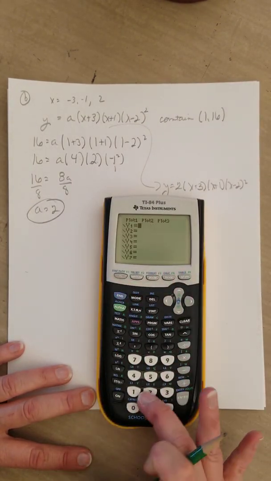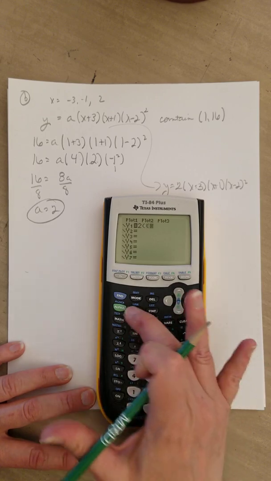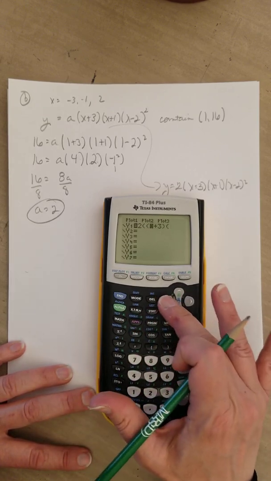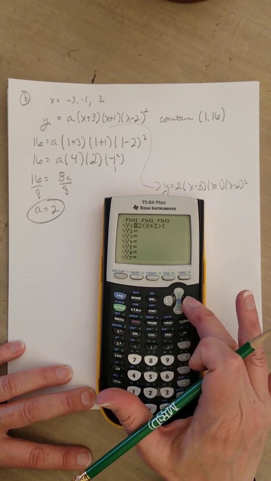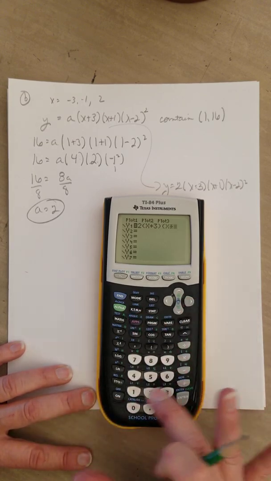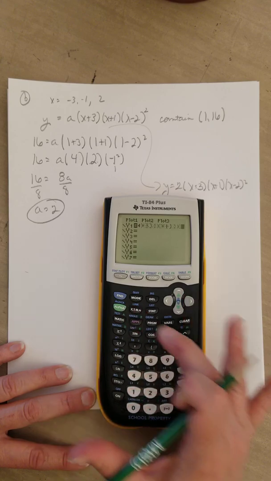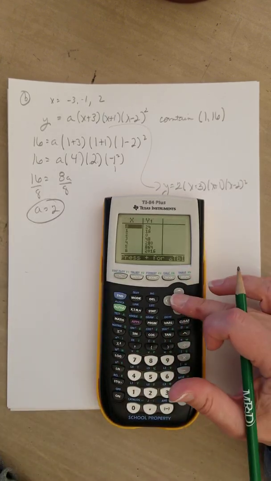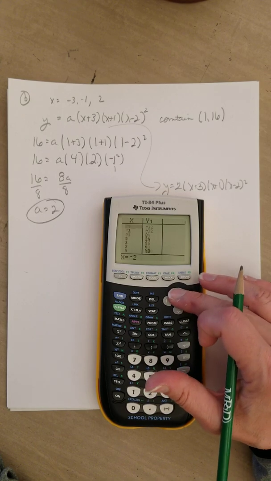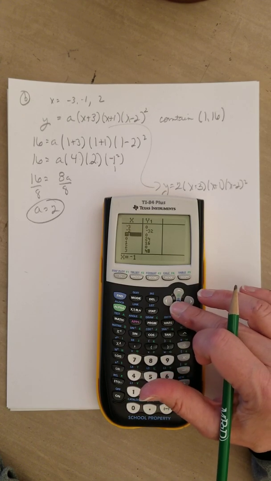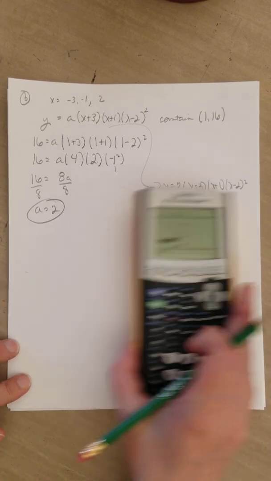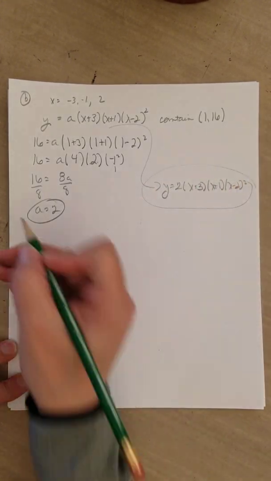All right, we're going to have 2 times x plus 3 times x plus 1 times x minus 2 squared. All right, here we go. Do we have points at (-3, 0)? Yep. (-1, 0)? Yep. (1, 16)? Yep. (2, 0)? Yes, that works. This is my equation. I'm good with that.